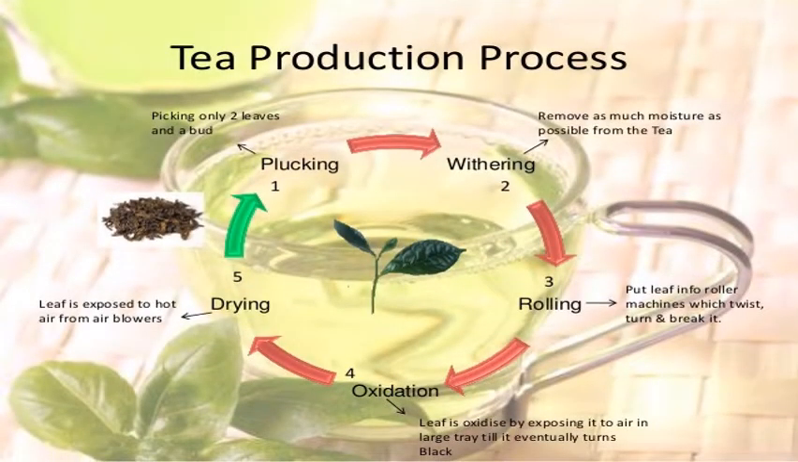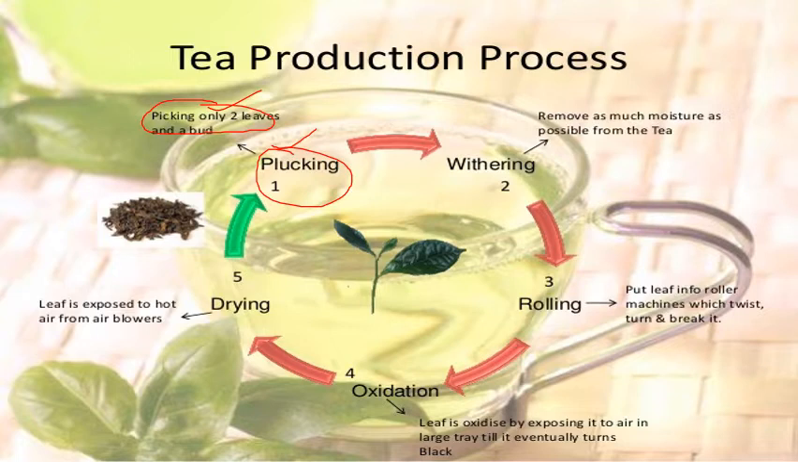Next, if we summarize this whole process of tea processing, it involves these steps. The first step is plucking. Freshly leaves are plucked from the tea garden. We use only the first 2 or 3 leaves along with the bud, which helps in the formation of high quality tea or best quality tea.